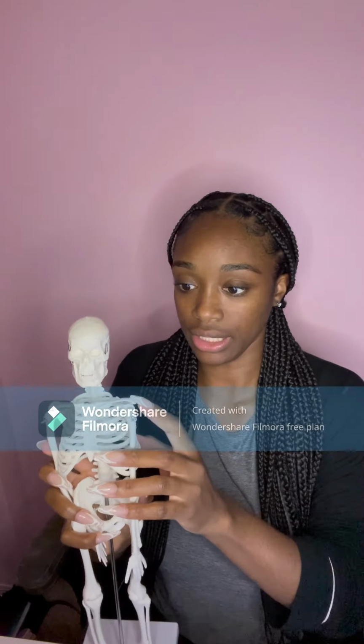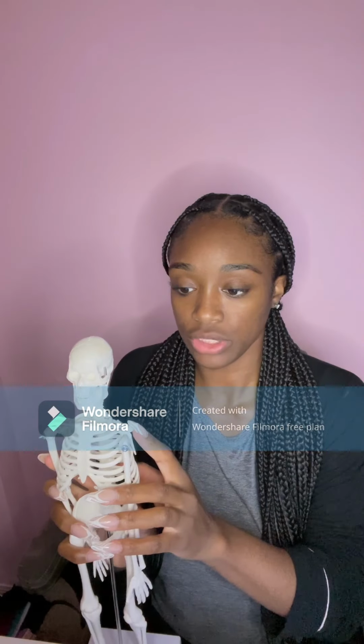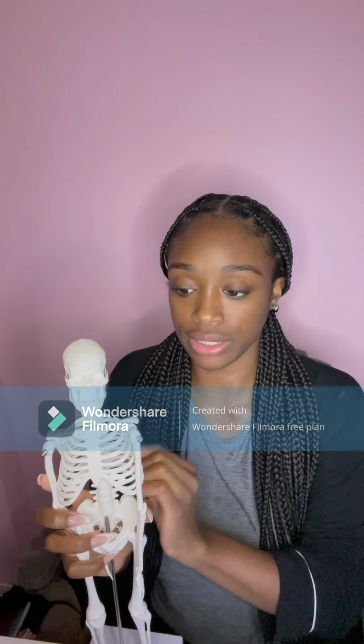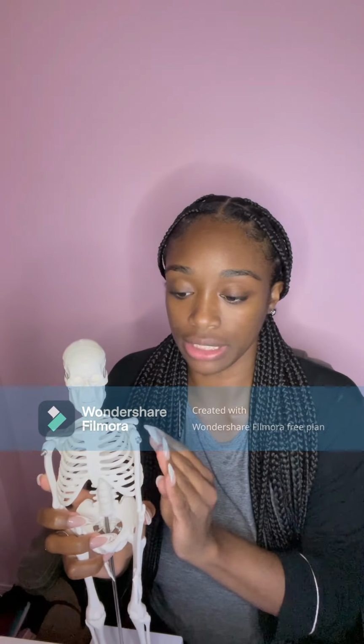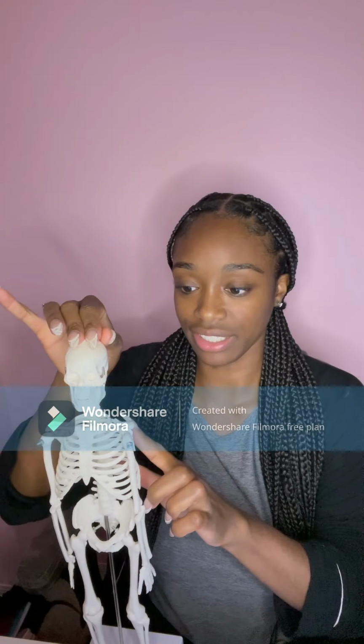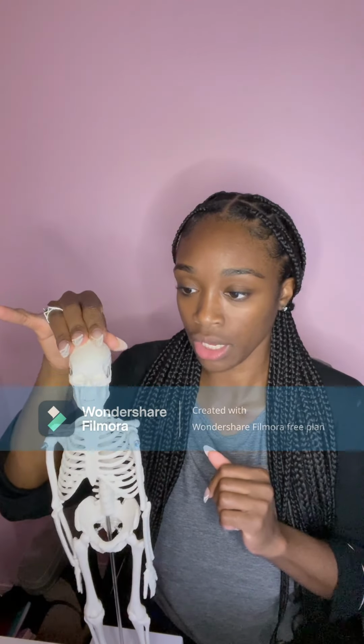Next would be the scapula, which has the acromion, the spine, coracoid process, glenoid cavity, the scapular notch. Acromion, spine, coracoid process, scapular notch, and glenoid cavity. Yes, that's the 5 of the scapula.